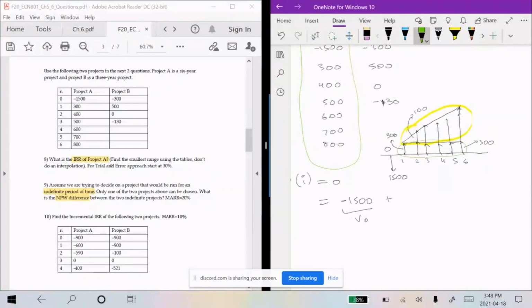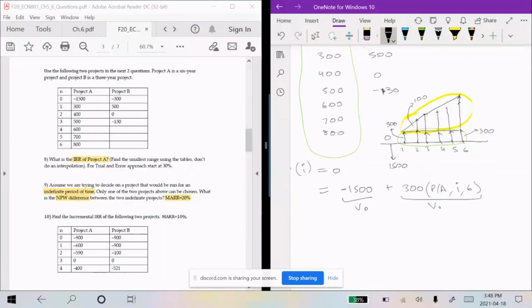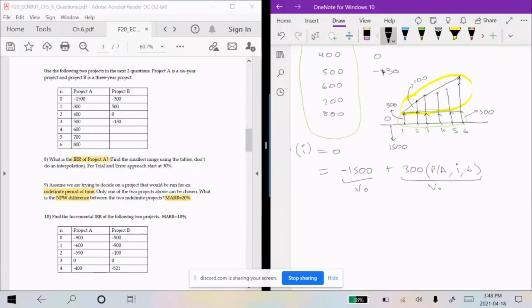To do that, 300, find P given A, the rate is, what did they give the rate to be? Oh, my bad. You need to find the IRR in this case. So I is not given to us. So I, and then 6 periods long. This will give you the present worth in V0. Then you have the linear gradient series that you do.